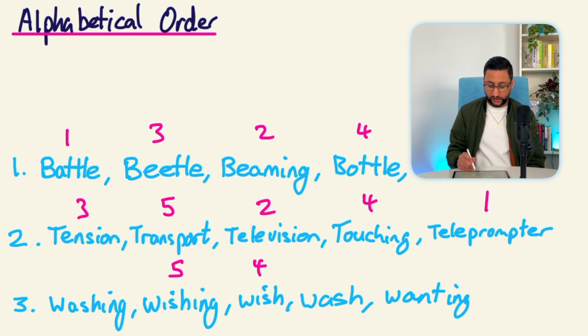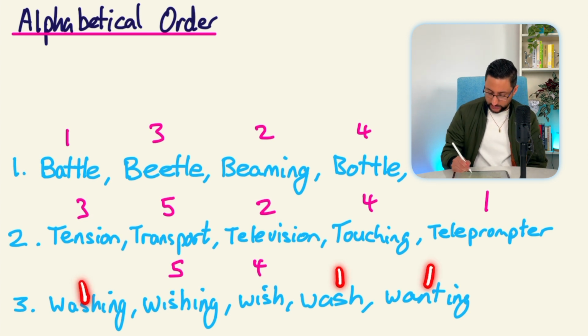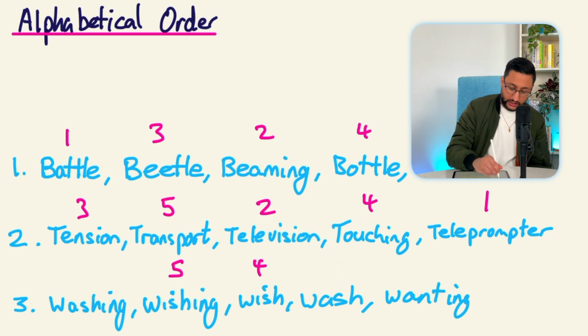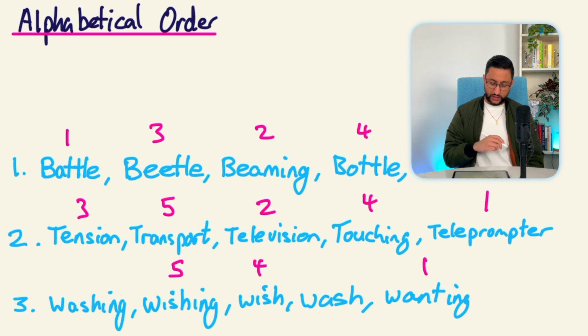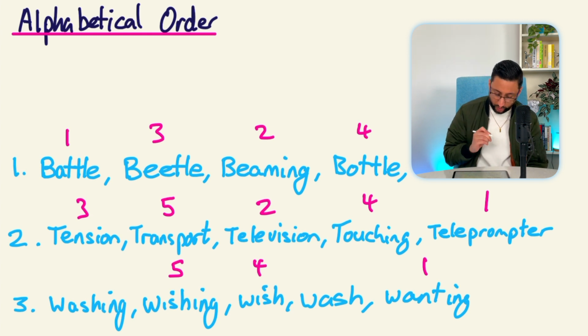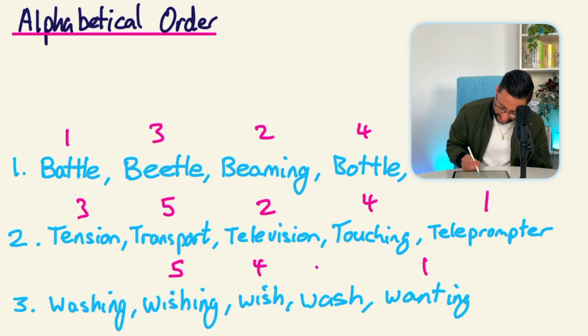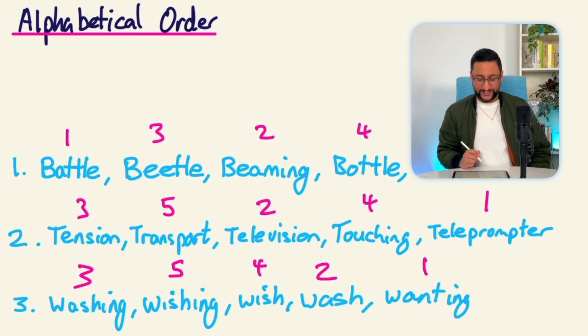They have the same first letter. They have the same second letter. Letter 3 is where it differs. So we have S in washing, S in wash, and N in wanting. Now N comes before S. Does that tell me that wanting is number 1? And between wash and washing, we're looking at the same sort of rule as we did with wish and wishing. So wash is going to come before washing. So wash is 2 and washing is 3. Tongue twisters.